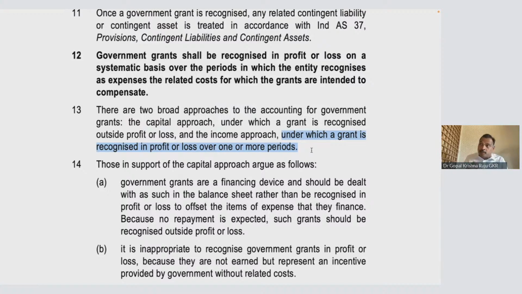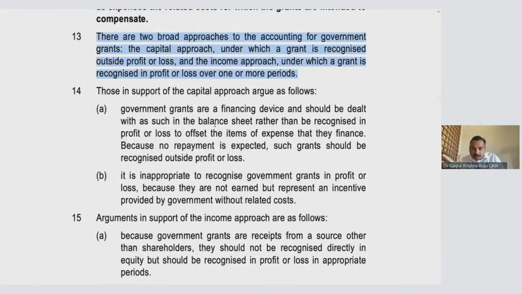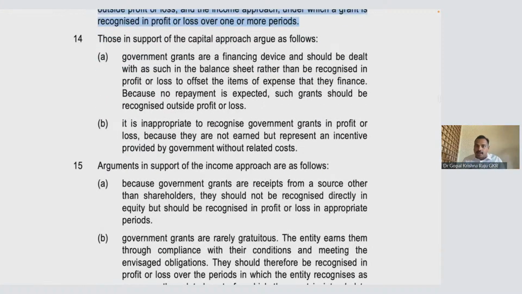So that notional interest portion will be your government grant. And that government grant, you will be amortizing over a period of maybe the next 5 years in the P&L account. So that is your income approach. So both the approaches are acceptable. Now in the capital approach, there will be an asset and there will be a grant. And the asset also will be reduced to the extent the grant is reduced, parallelly. So that is what we call the capital approach and your income approach.